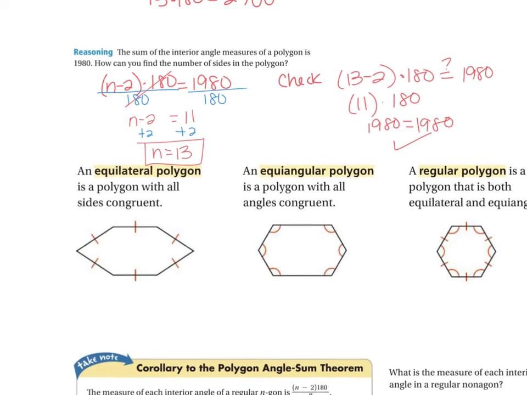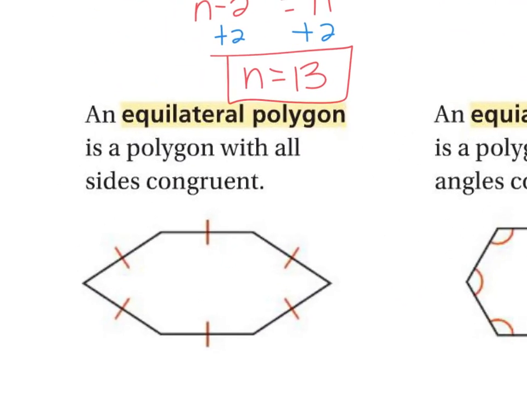Okay, let's talk about some vocabulary. So an equilateral polygon. We've talked about equilateral triangles, and that's when all of the sides are the same, right? So the same goes with an equilateral polygon. That means a polygon that has all sides congruent, okay? So it could look something like that. It could be a square. I mean, there's a lot of them that it could be.